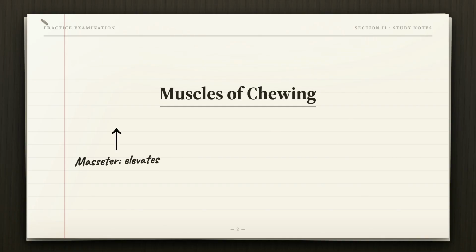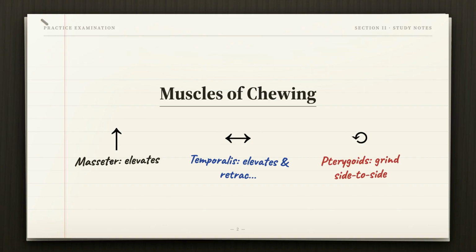Chewing itself relies on the masseter, which generates the greatest force, the temporalis, which elevates and retracts the jaw, and the pterygoids, which produce the side-to-side grinding motion that lets molars mill food.